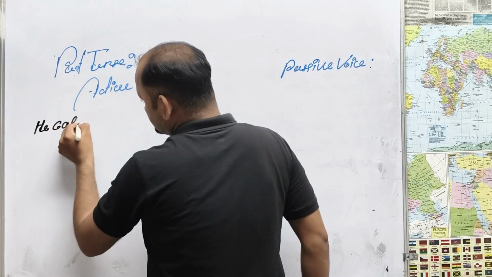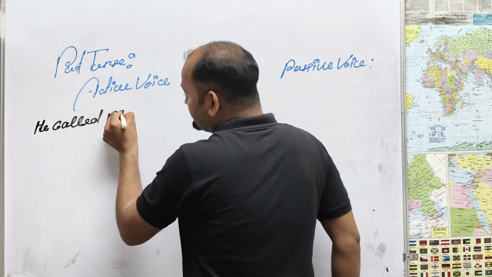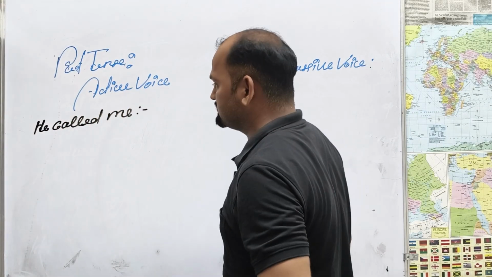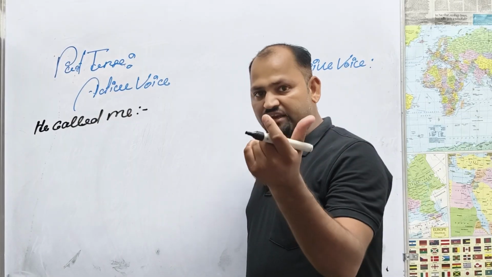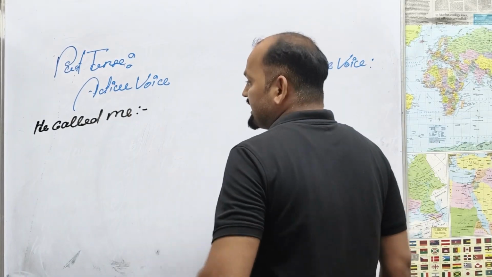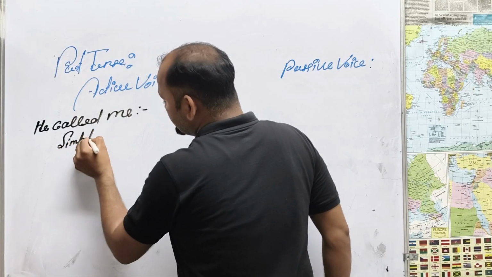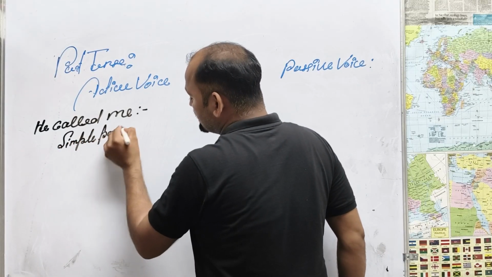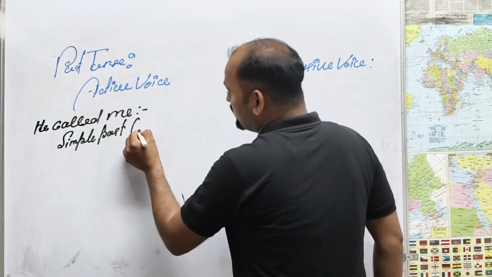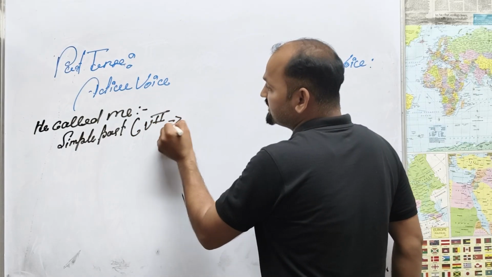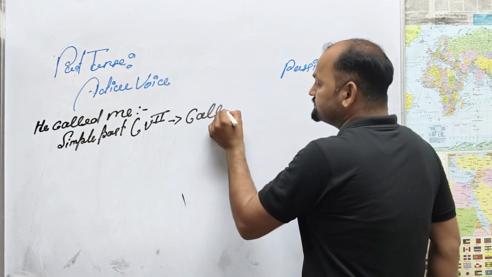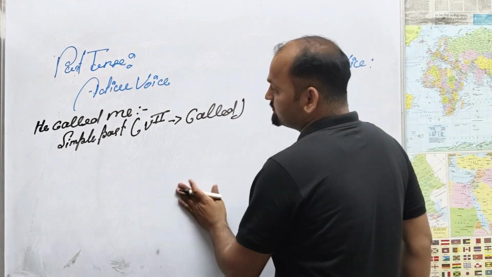He called me. Very simple example. I will start from the very key points. He called me. This is a simple past. Point to be noted: simple past. First of all, you have to recognize it. Why, sir? Because there is a verb second form. Which one is there, sir? Called. Call, this is the second form.